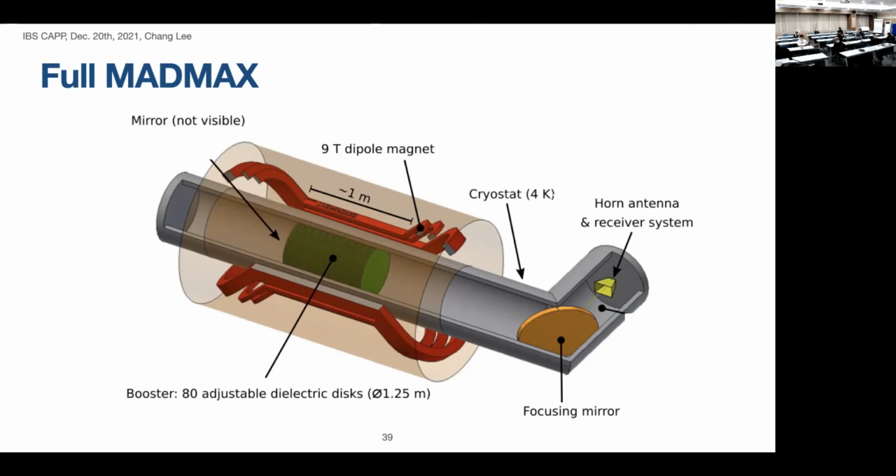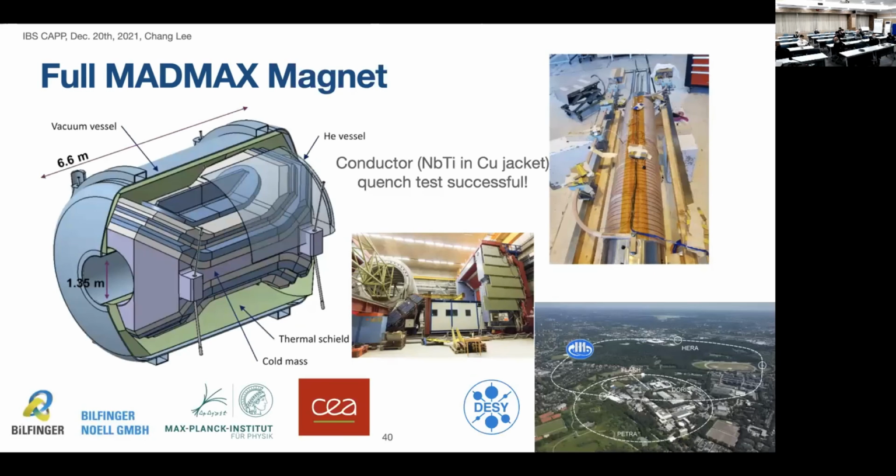So the key item for the full MADMAX is this humongous magnet. It's a 9 Tesla dipole, so this is one of the strongest magnets in the world. The design is ongoing at the Max Planck Institute, and this is the design. It has a 1.3 meter bore and is 6 meters long. This is planned to be housed inside the HERA 1 North Pole of DESY.